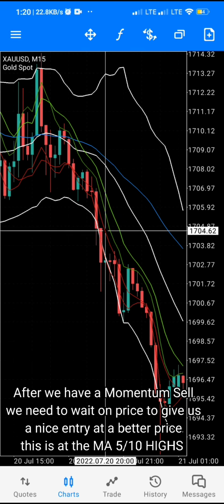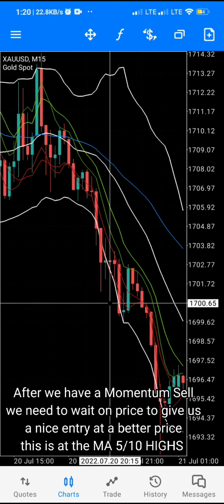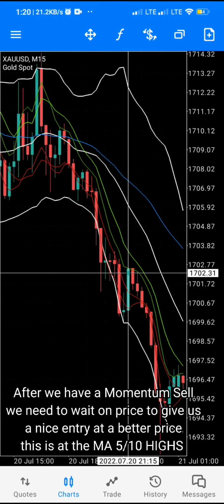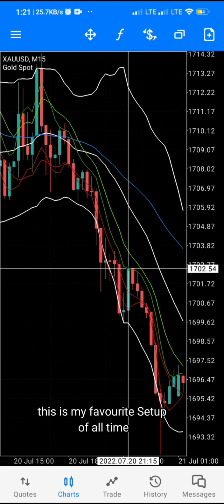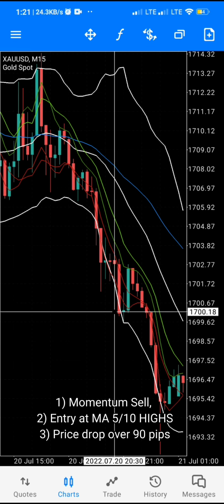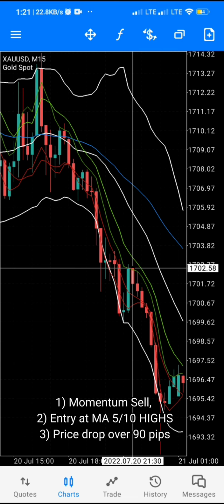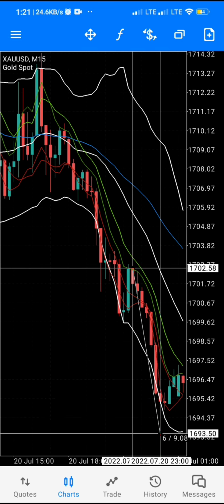So after the momentum sell, we simply have to wait for price to move back up to make a re-entry at the MA highs. This is my favorite setup of all time. Every time I see this setup, I'll execute. Momentum sell, re-entry at the MA highs, drop. Okay, so if you had a 15 pips stop loss, let's see what the drop was. The drop was about 90. That's more than 1 to 5, 1 to 6 risk to reward.